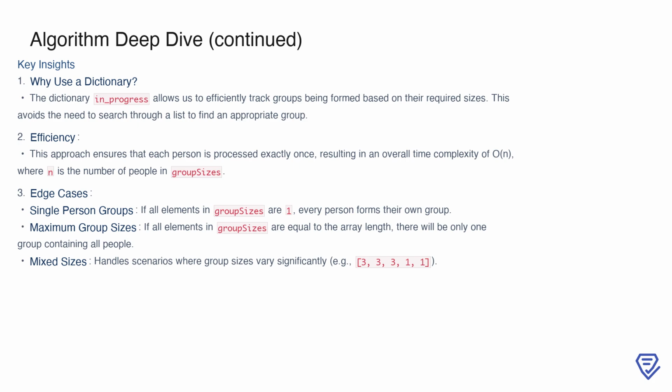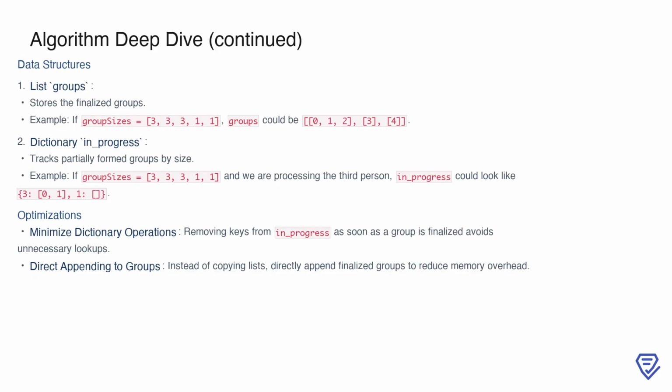Additionally, this approach is robust enough to handle edge cases. For instance, when all group sizes are 1, each person forms their own group. Similarly, if all group sizes are equal to the array length, there is only one large group containing everyone. It also handles mixed sizes where group sizes vary significantly, ensuring that no matter the combination of sizes, the solution remains efficient and accurate.